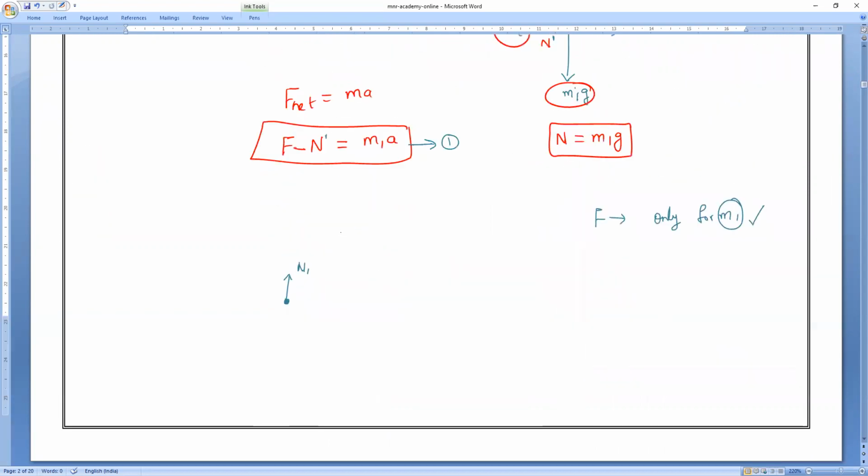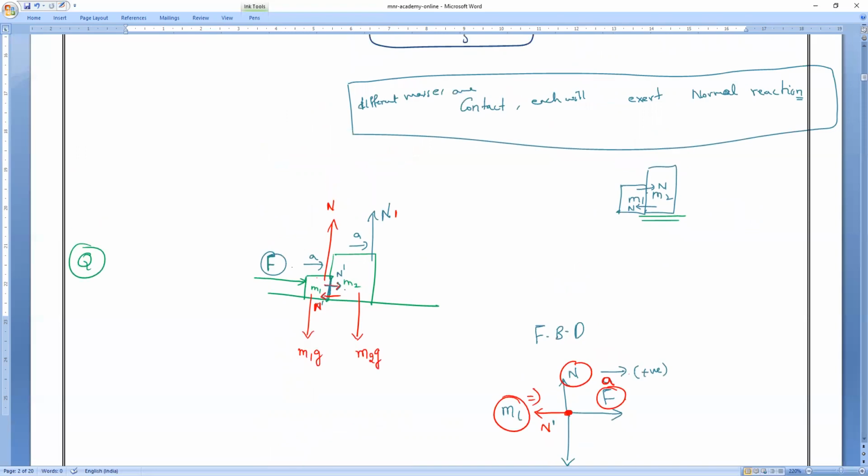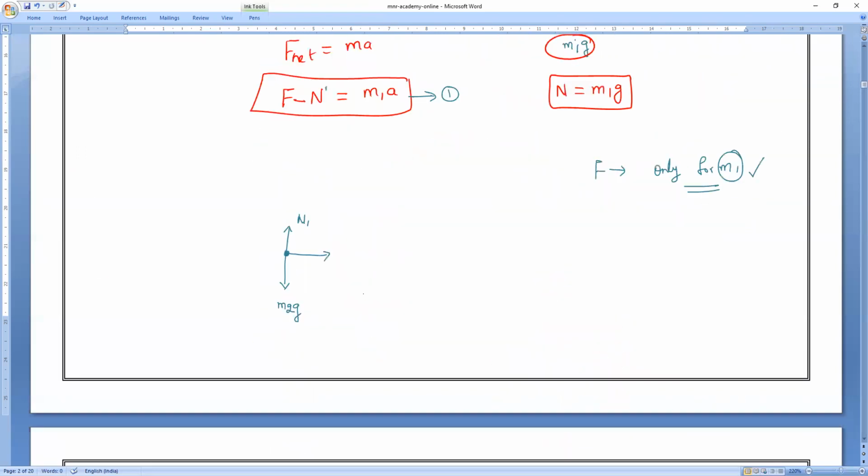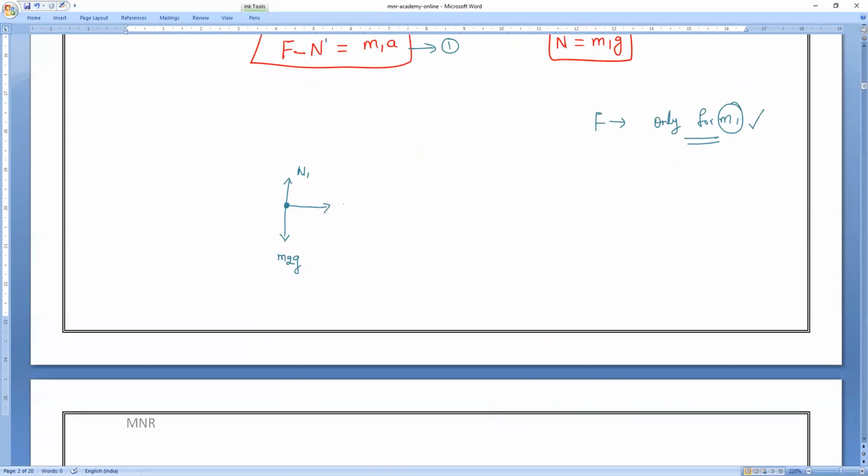Then what are the forces acting on body 2? One is normal, N1. Then in the downward direction, it is M2G. No external force acts on M2; the force F is only for M1. But still there is one more force acting on it. Can anybody tell me what that is? Check it here, in the forward direction. That force is N dash.